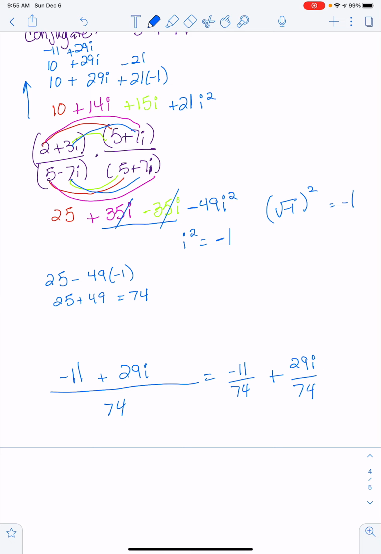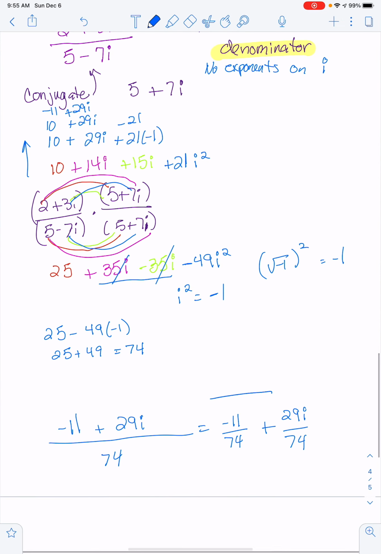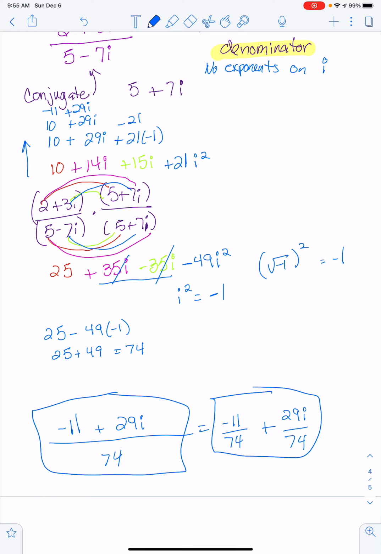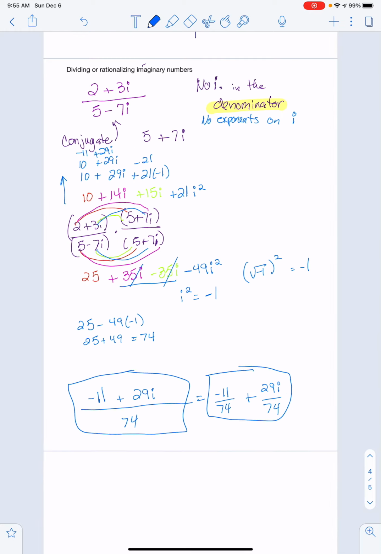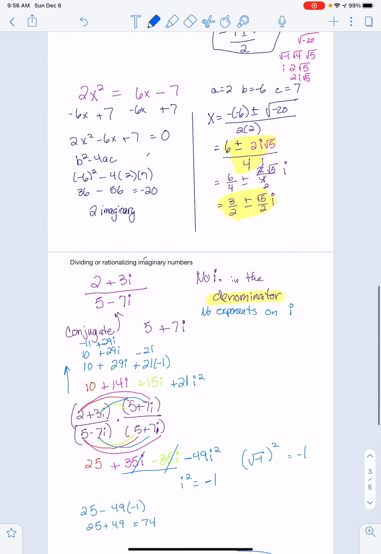So that's how you do dividing with imaginary numbers. And so this one is an answer, this is too. It just depends on who wrote the textbook or who wrote the test. And so it's that kind of thing. So I hope that helps.